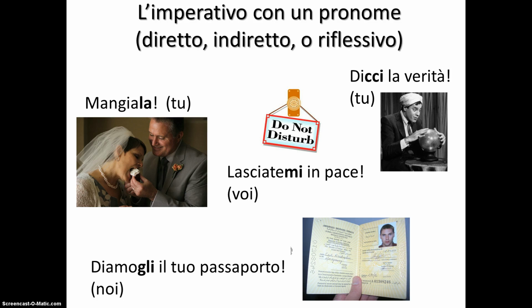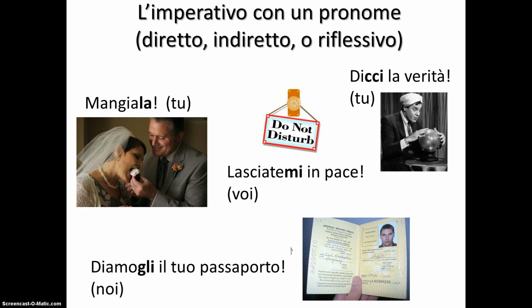Diamogli il tuo passaporto. Let's give him or them your passport. In this example, gli is an indirect pronoun and could be referring to either him or them, since the singular and plural masculine forms are the same. They're both gli. The verb is conjugated in the command form for noi. Remember that the noi command form translates as let's: mangiamo, let's eat; andiamo, let's go; diamogli, let's give him, etc.